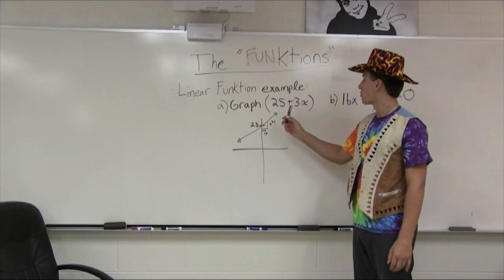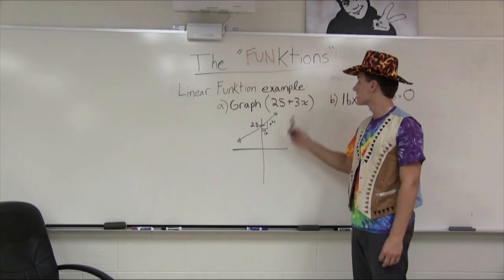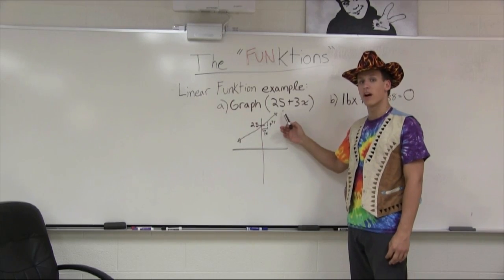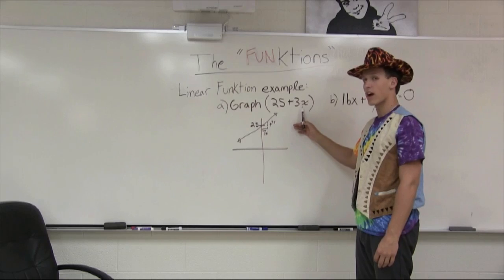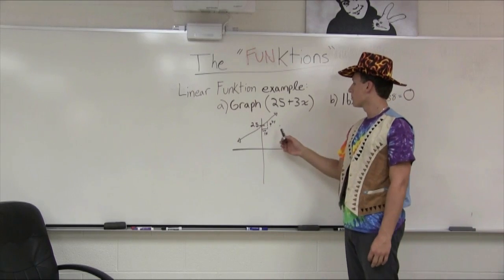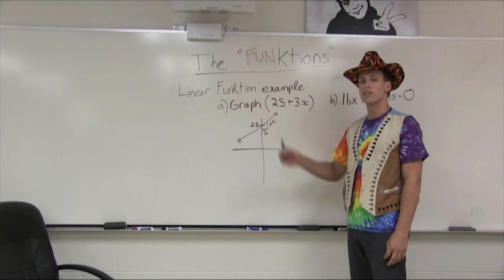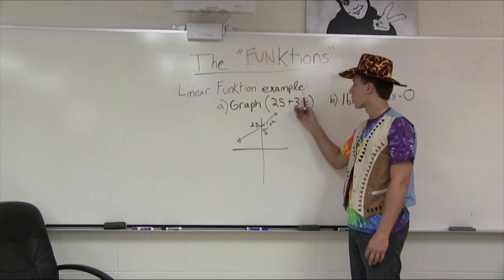So we have to graph 25 plus 3x. And since 25 is right there, it goes through 25 on the y-axis. And since it's plus 3x, which is mx, m is for the rise, and x is for the run. And rise is 3 and goes over 1 because 1x.